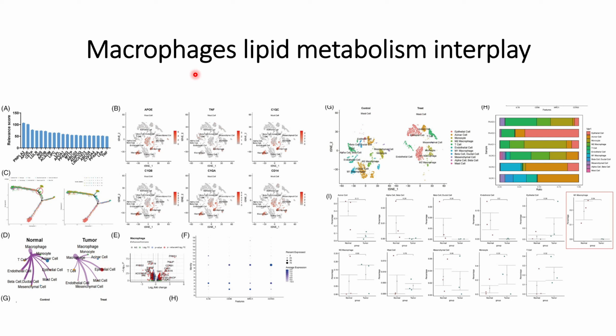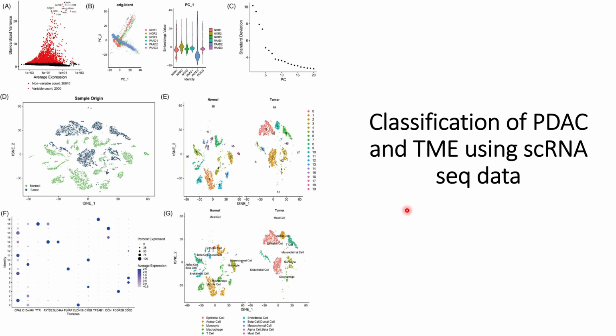Today we will discuss macrophage lipid metabolism interplay with the pancreatic cancer cells. In the previous video we understood how the classification of PDAC and tumor microenvironment tissues differ from healthy patients that do not have pancreatic cancer cells. We found that endothelial cells are lower in the tumor populations compared to the normal cells, and the epithelial cells are more in the tumor populations compared to the normal cells.